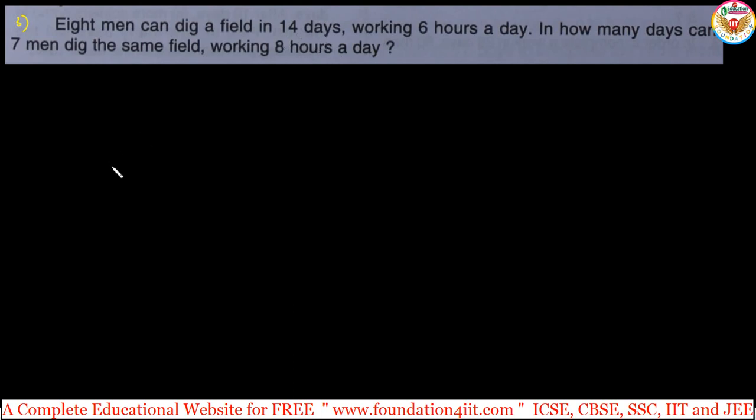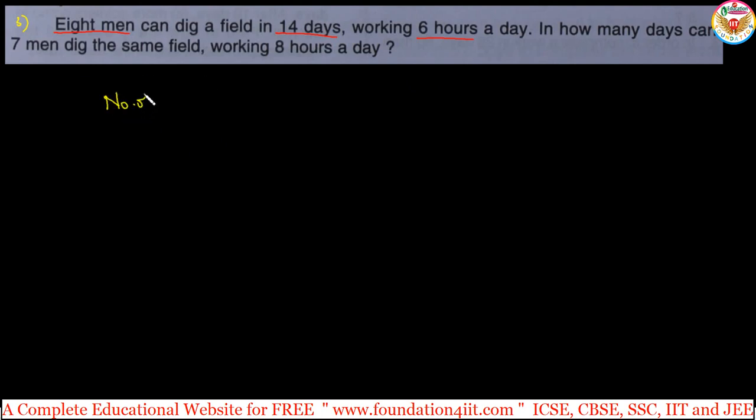Let us take it together now. So here are 3 cases, 3 units you can take. 8 men, 14 days, 6 hours per day. In how many days? So days you have to calculate. Number of men, hours per day, and number of days. Taking the statement, the arrow method I will show. It's easy.